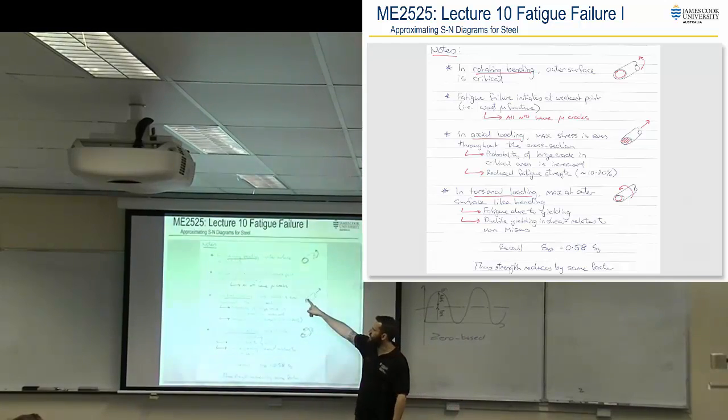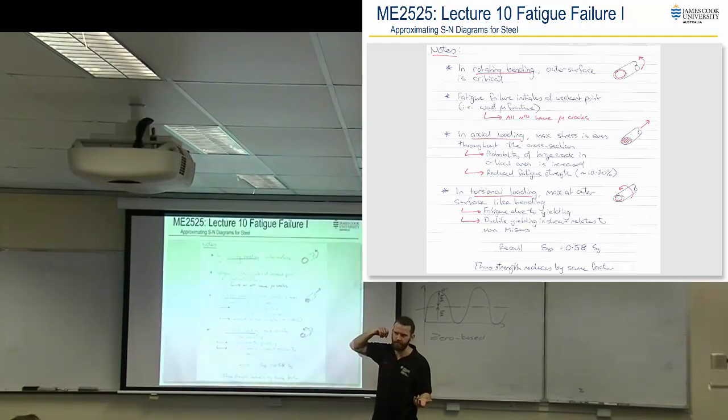For axial loading, the stress is maximum everywhere. And remember what we said is causing fatigue. In the absence of a notch, it's a microfall. And so if you have a particular bit of material, same size, but for bending, the maximum stress is only occurring just around the outside edge.